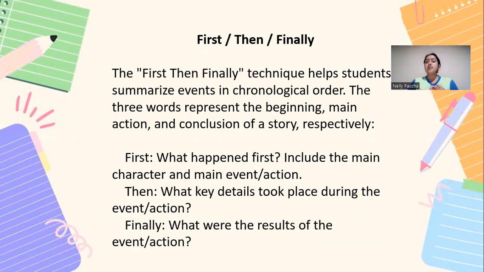First, what happened first? Include the main character and main event in action. Then, what key details took place during the event in action? And finally, what was the result of the event in action?